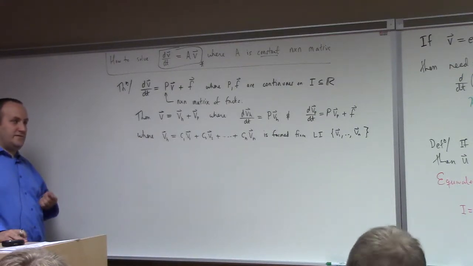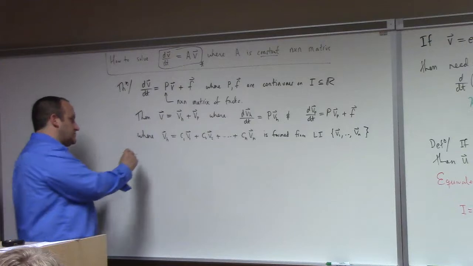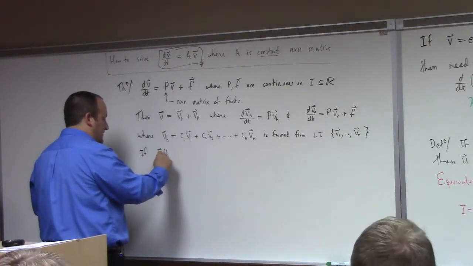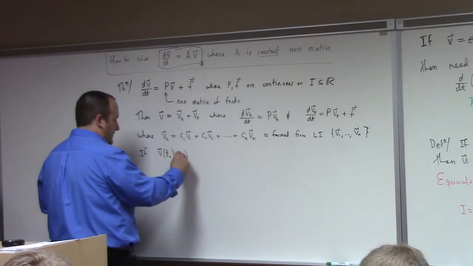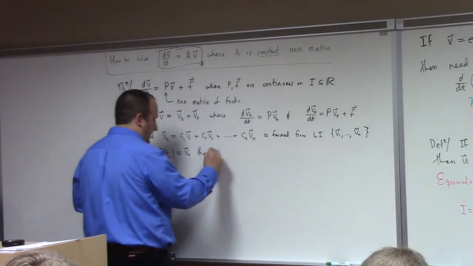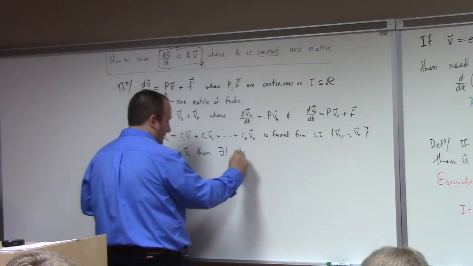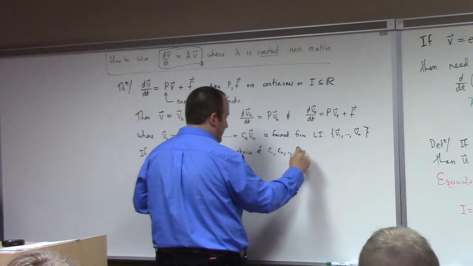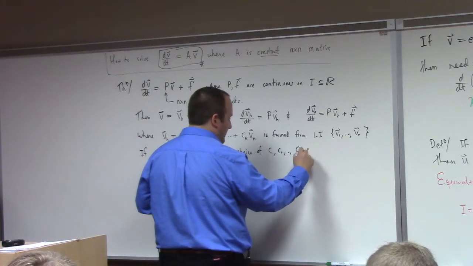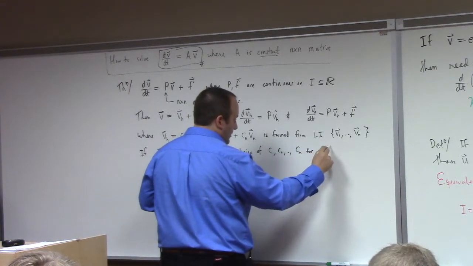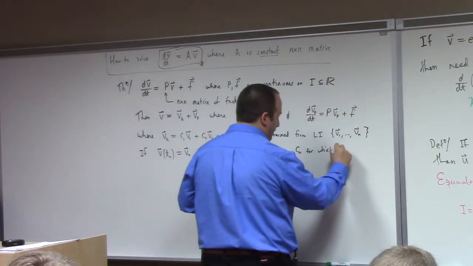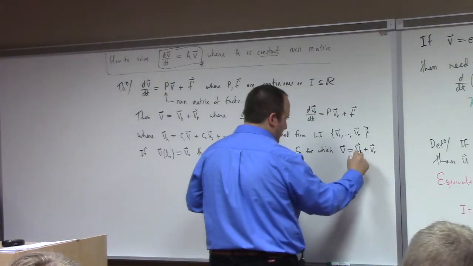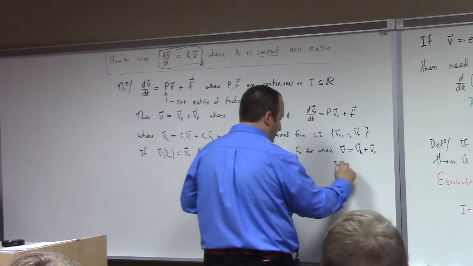Furthermore, if we had initial data, if V of t naught was equal to V naught, then there exists a unique choice of C1, C2, through Cn, for which V equals VH plus VP solves the initial value problem.